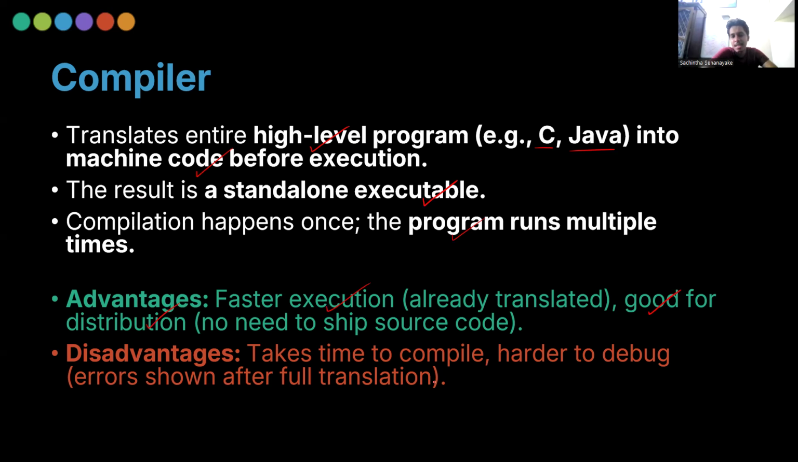Disadvantages of compilation is that it takes time to compile, because it has to compile the entire thing. It takes some time, and it's hard to debug because errors are shown at the end of the full translation. It doesn't show you errors line by line as in Python. It shows you all the errors at the end if the compilation fails. So advantages, fast execution because the entire code is already translated, and it's good for distribution, but it takes time to compile and it's hard to debug.